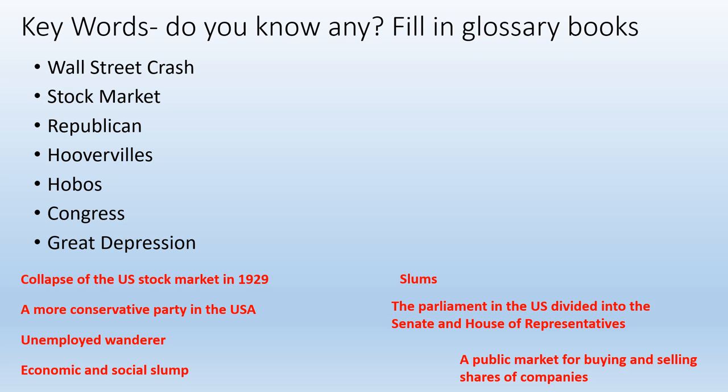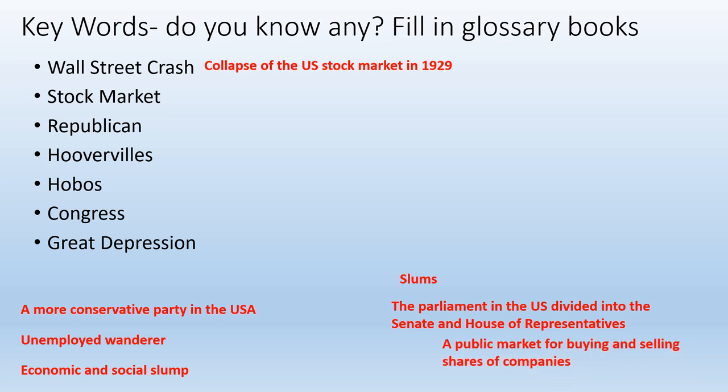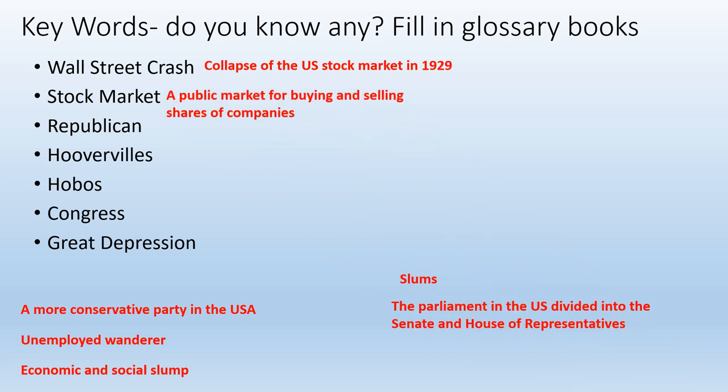So let's take a look at the following key terms. The first one has to do with the title of our lesson today. It's called the Wall Street Crash. And this was the collapse of the US stock market in 1929. We'll talk about the specific causes of it, but we just have to think of a very, very difficult financial time for most Americans. Stock market, this is a place where you can buy and sell shares of companies.